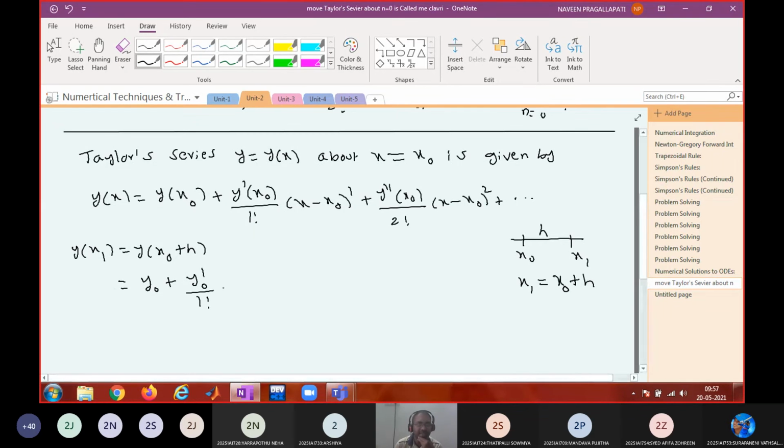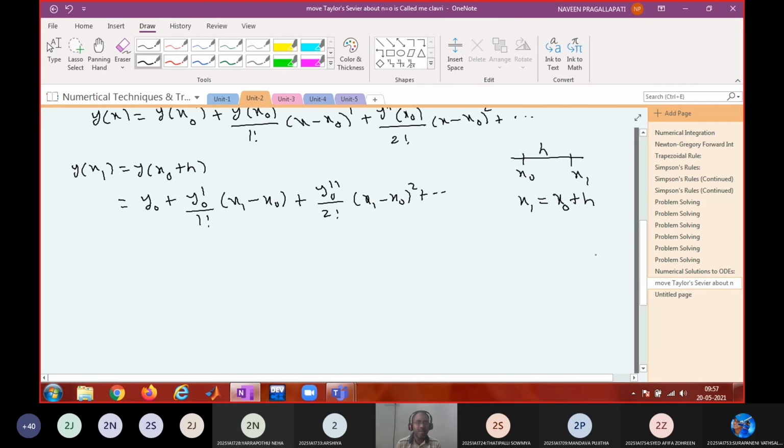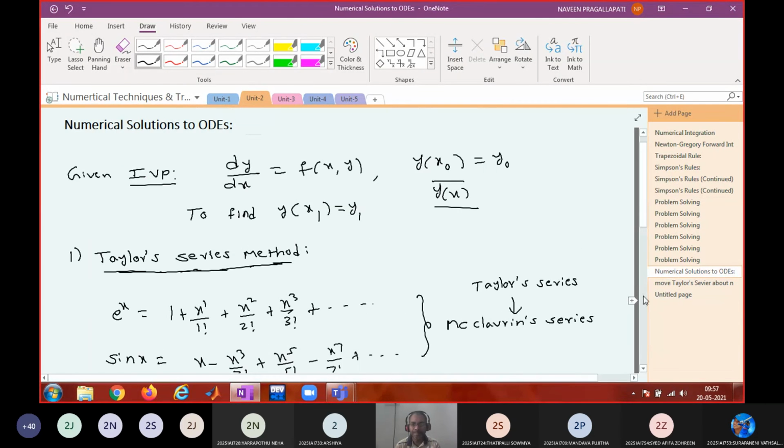into x1 minus x naught plus y naught double dash by 2 factorial into x1 minus x naught whole square and so on. Do you agree? Now what is x1 minus x naught? It is the step length, so can I write it as h. And what is y of x1? y of x1 is nothing but y1. Do you agree? y of x1 equal to y1.